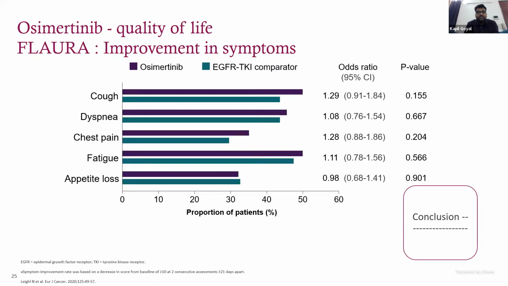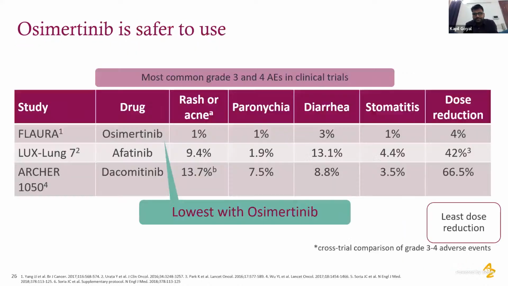So, improvement in the symptoms: cough, dyspnea, chest pain, fatigue, and appetite loss. In almost all of these factors, osimertinib was better than EGFR TKI, except for appetite loss, where there was a non-significant difference in favor of the EGFR TKI comparator. So osimertinib is safe to use.